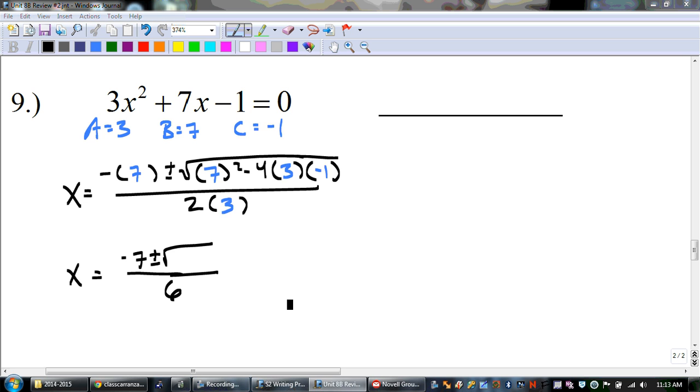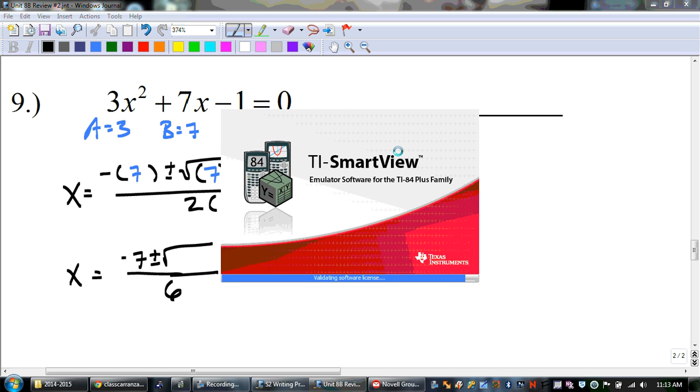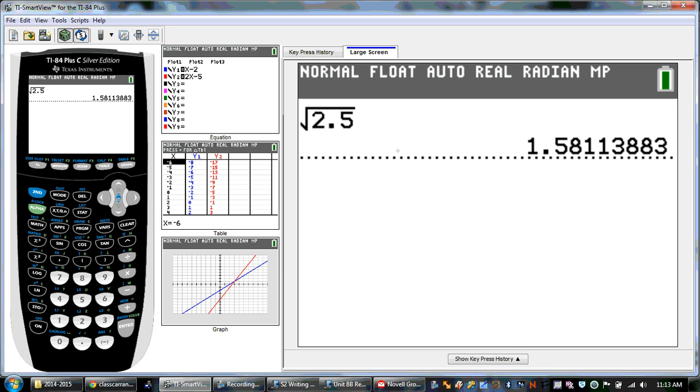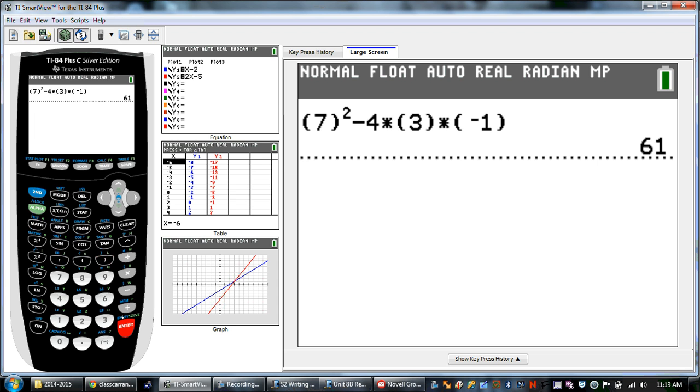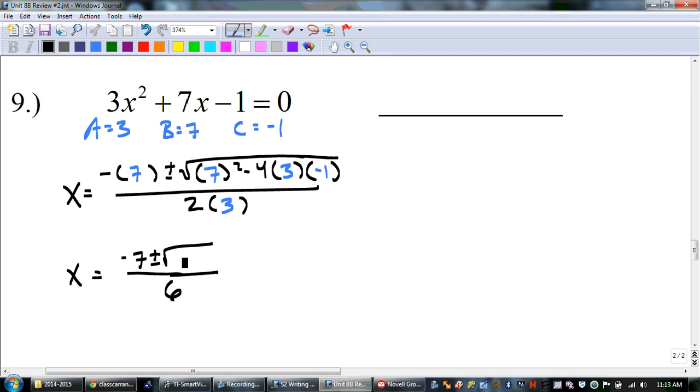Okay, so let's take out our calculators. We have to do the discriminant. The discriminant, once again, is the part underneath the square root. So we have 7 squared minus 4 times A times C. And we get 61. So 61 is the number that goes underneath the square root.